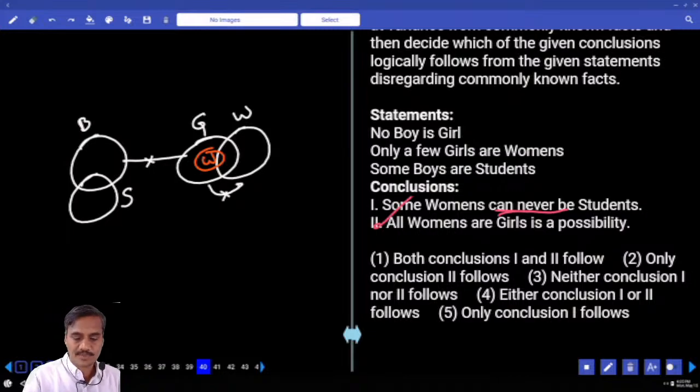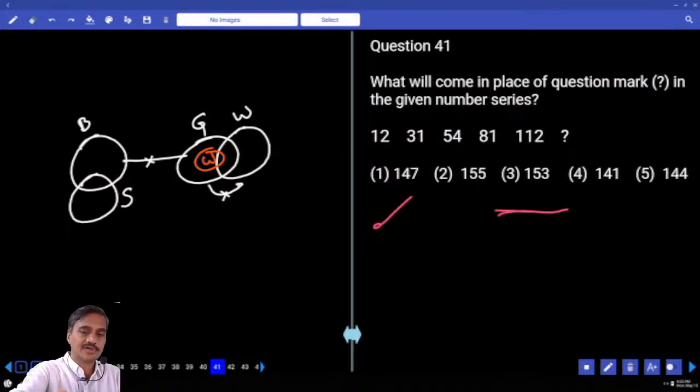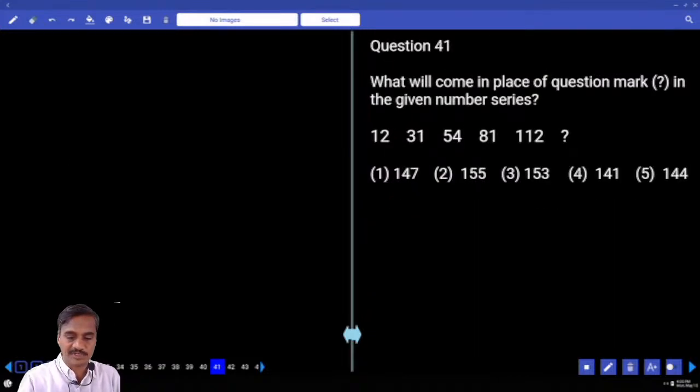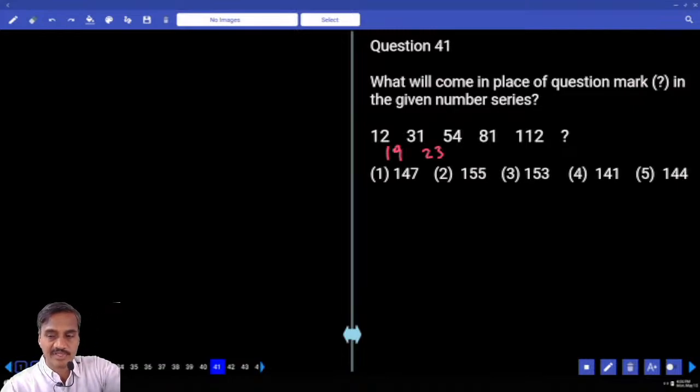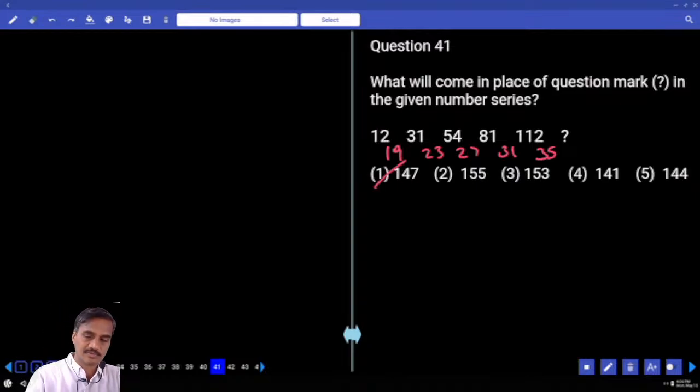Clear? Then number series, questions 41 to 45 are based on number series. Now 12 and 31, what is the difference? 19. And 31 and 54, the difference is 23. And 54 and 81, 27. That means the differences increase by plus 4 each time. The next one is 31 plus 35, 35 plus 12, 47, choice 1, question 41.